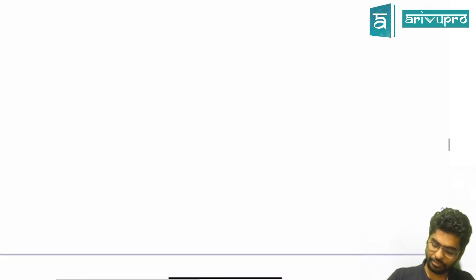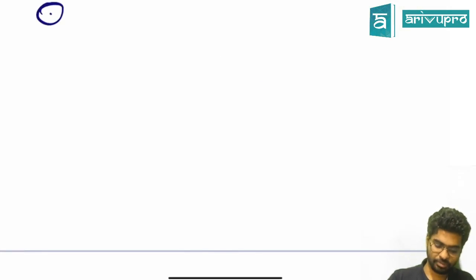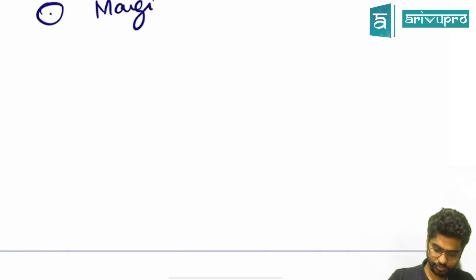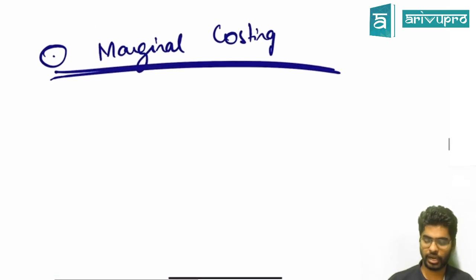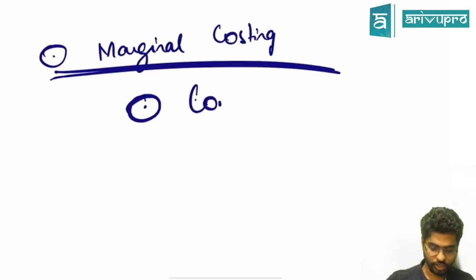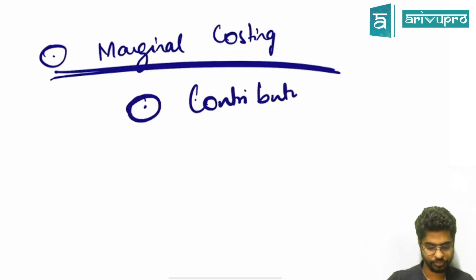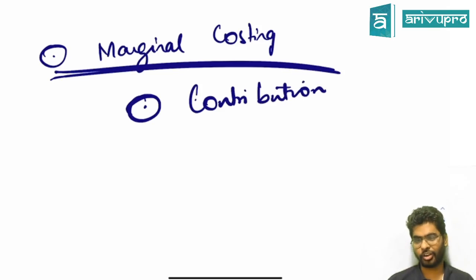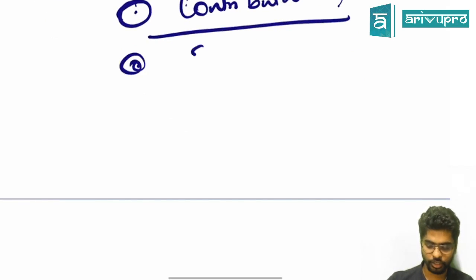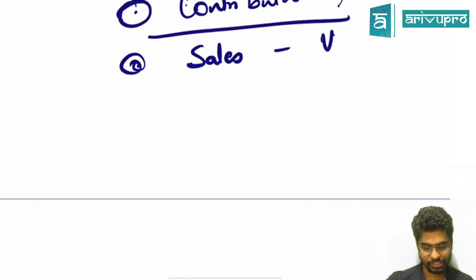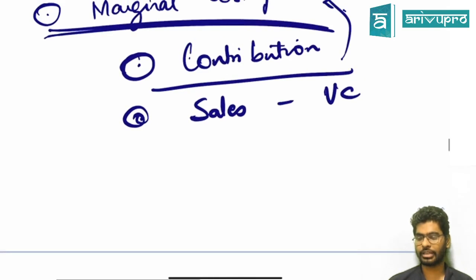I am teaching one concept from the chapter called marginal costing, a concept called contribution. Now what is this contribution? What does it mean? We'll be looking into it in the marginal costing chapter. Right now let's just understand contribution means sales minus variable cost.